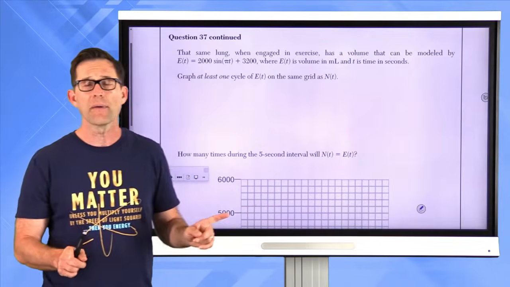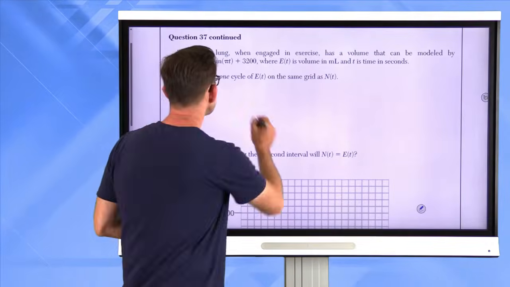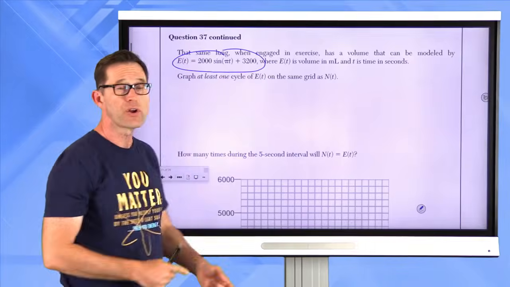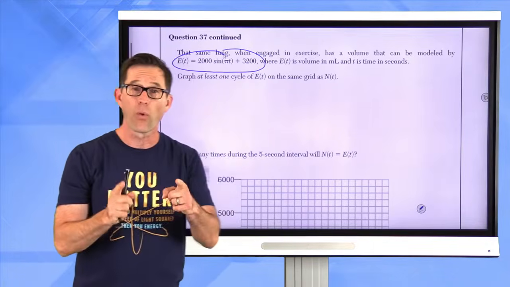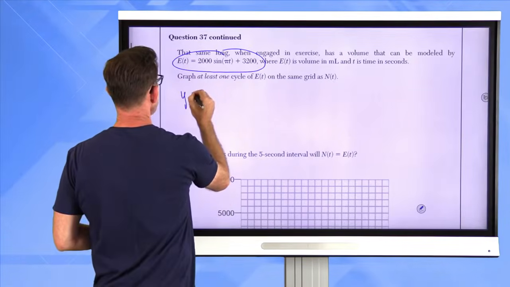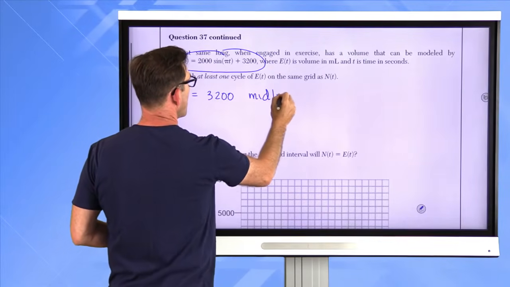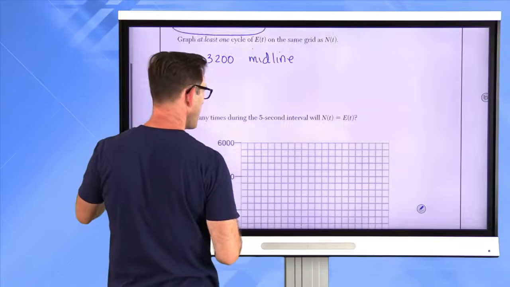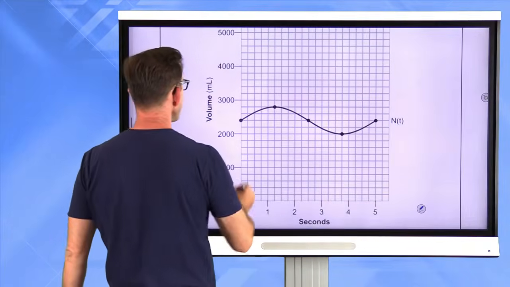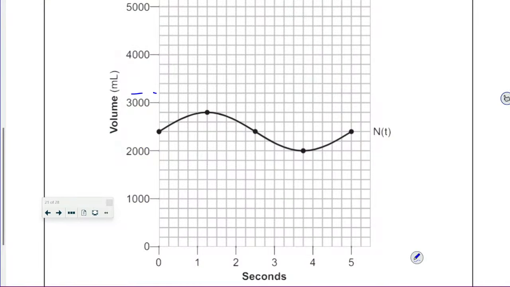So let's talk about how we're going to graph this thing based on its equation. Now we're going to go in the opposite direction of what we did before. We can now say y equals 3200 is the midline. So first thing I'm going to do whenever I graph one of these things is graph the midline, and I like graphing the midline in dashed line. So this is y equals 3200. That's my midline.